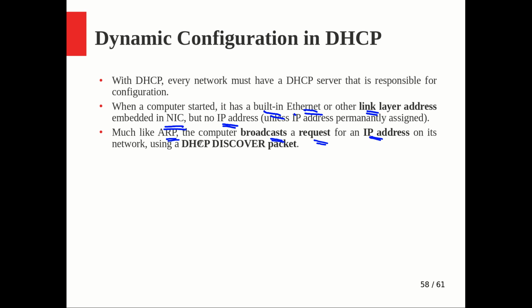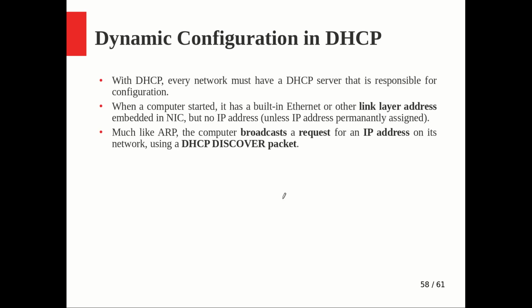So on its network, the type of message that is used to send the DHCP request has a specific name. It's called the DHCP discover packet, right? So we are sending a special packet called the DHCP discover packet. These things I want to highlight, for that I added this also, DHCP discover packet.